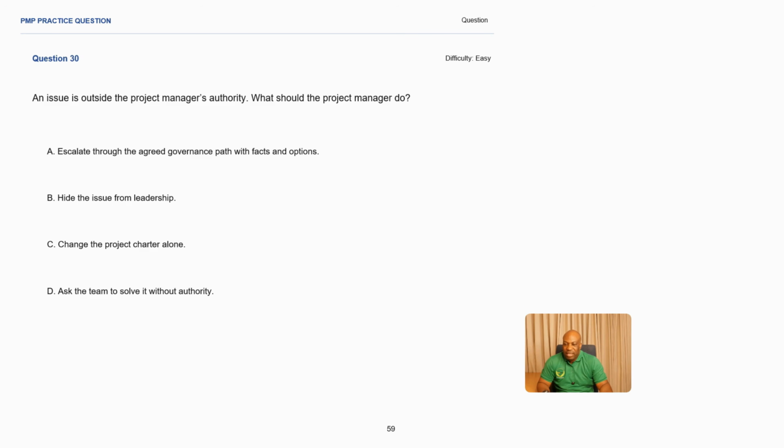Practice question number 30. An issue is outside the project manager's authority. What should the project manager do? The difficulty here is easy. So, what is our problem statement? There's an issue which is outside the project manager's authority. This is our problem. Let us go through the answers now.